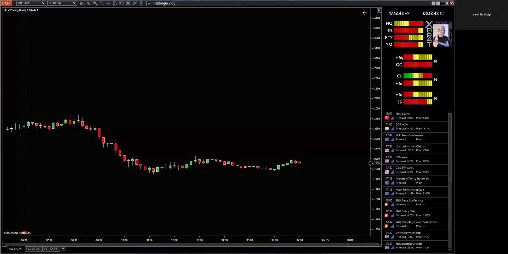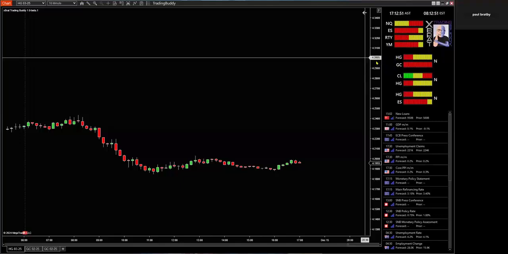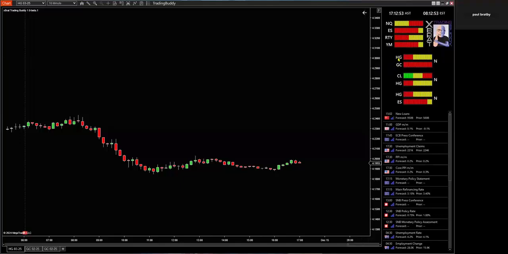So for example, I've got HG and GC here. I've got CL and HG and ES. So they're correlations that I look for. Sometimes what I'm looking for with copper trades, for example, is that we have a positive correlation with gold. So if they're both predominantly red and I'm trading copper and I get a short signal on one of those signal softwares, I'm pretty confident that the correlations are good with that.